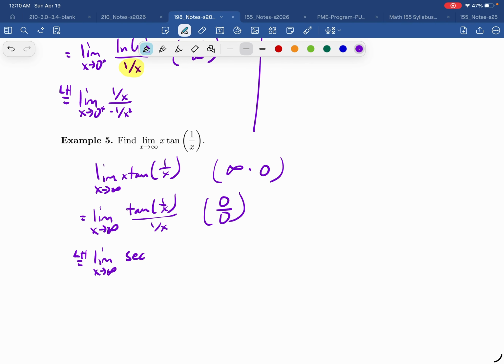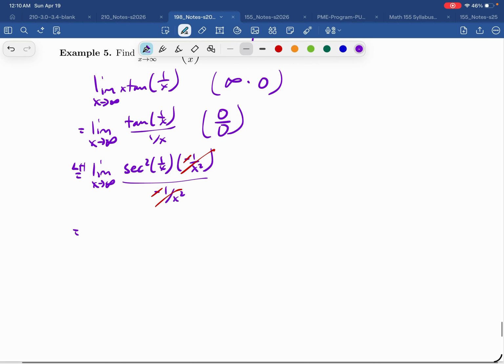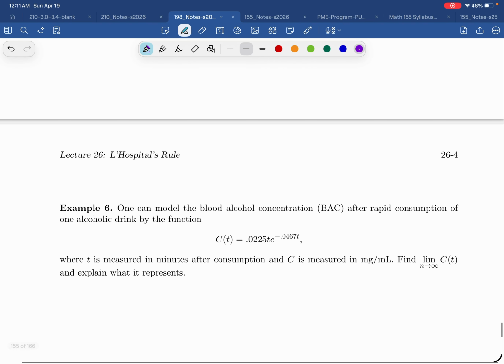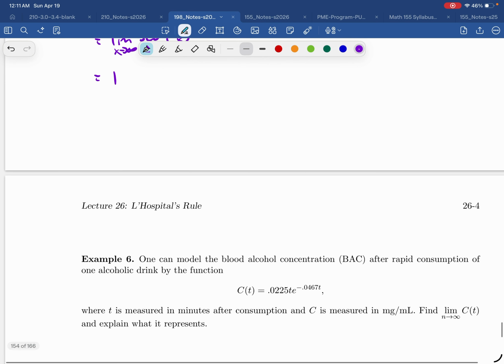And so we're going to get secant squared of 1 over x times the derivative of 1 over x divided by the derivative of, well, 1 over x. And oh my goodness, isn't that nice? Right? Everything cancels. And we're left with the limit as x approaches infinity of secant squared of 1 over x. Now, that's going to be secant squared of 0, which is 1. So we get 1. Okay. And I think we will stop here.